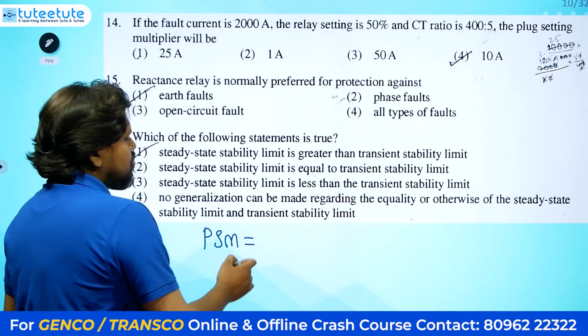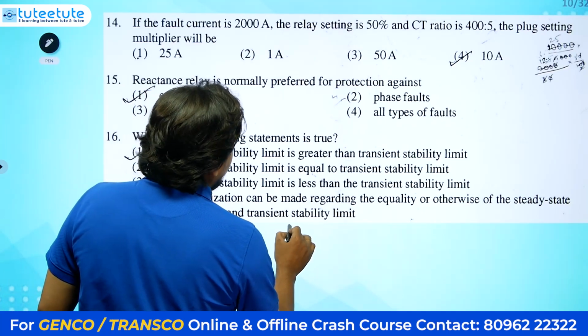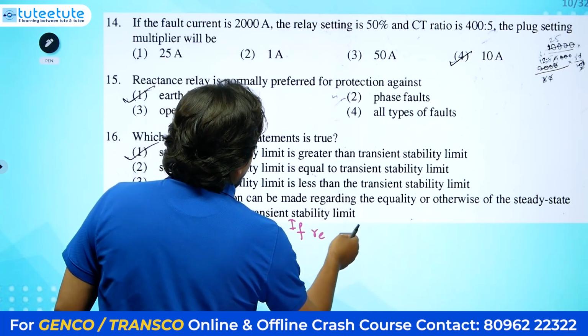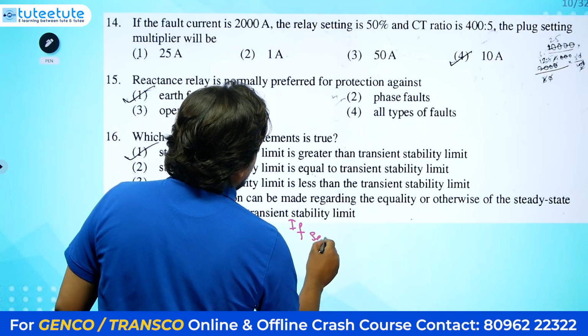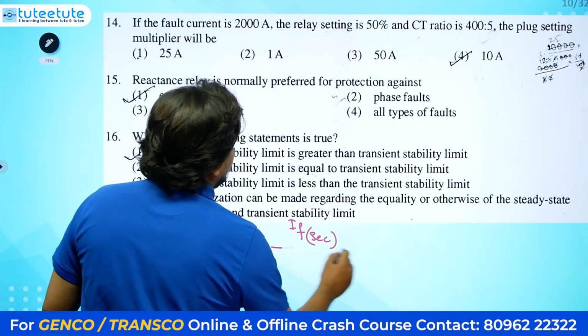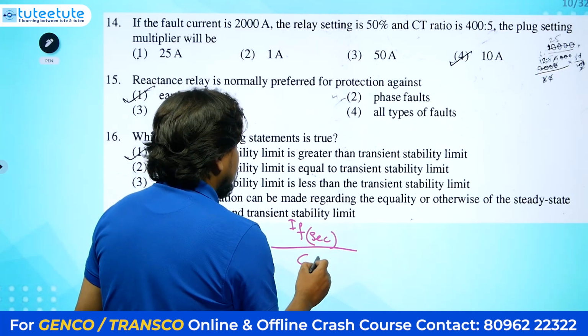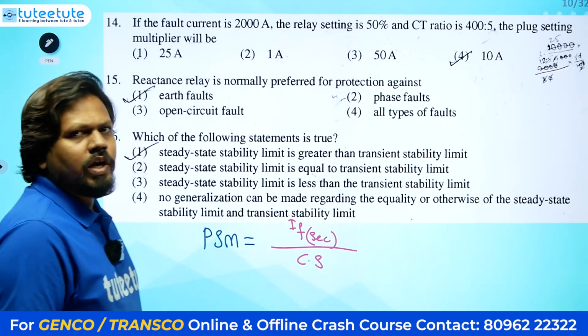Okay, so we know this one. What does plug setting multiplier mean? It is the fault current referred to secondary, divided by the current setting value. Okay, so this is the formula we have to use.